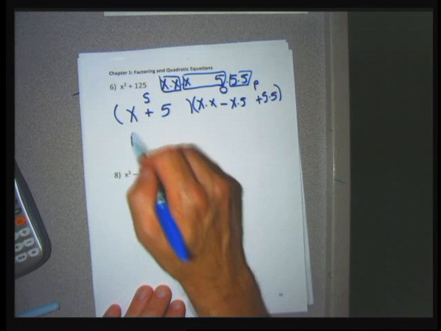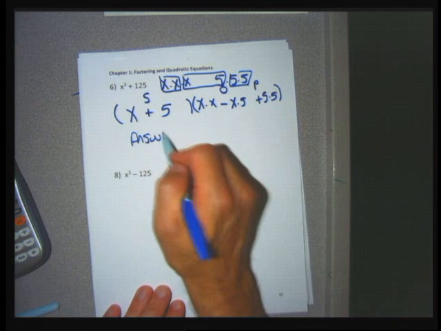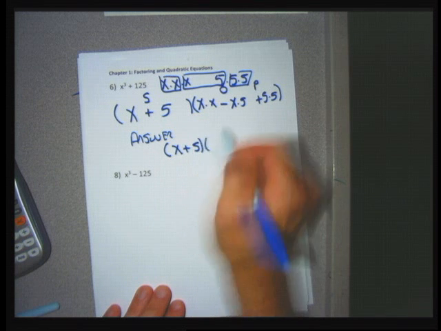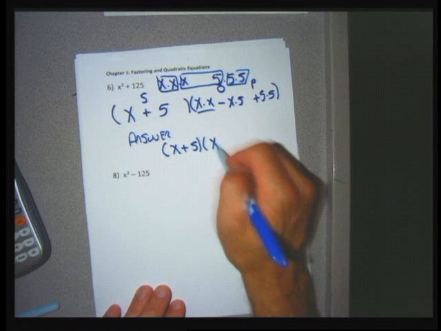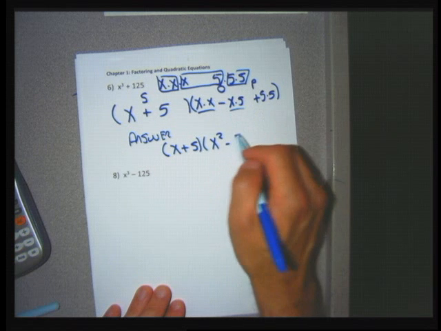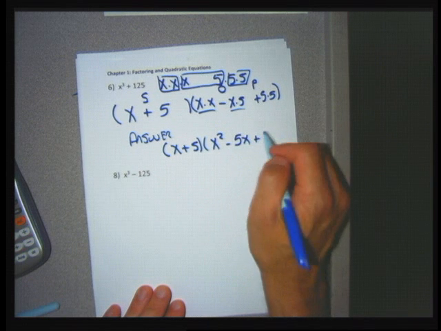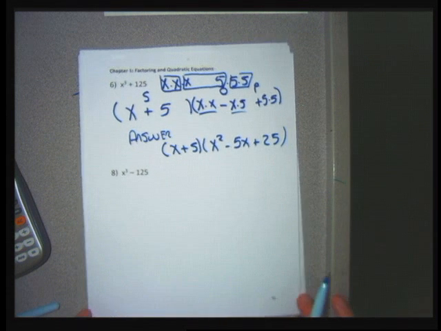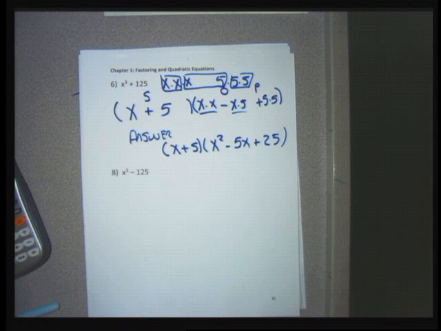My answer for this: the first parentheses, that x plus 5, is going to stay x plus 5. Second parentheses, x times x is x squared. Minus x times 5 is minus 5x. 5 times 5 is positive 25. Again, I could check that, but I'll save the checking because it's kind of a nuisance to do.